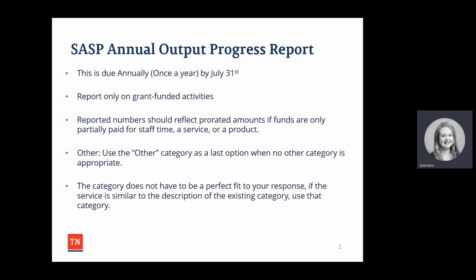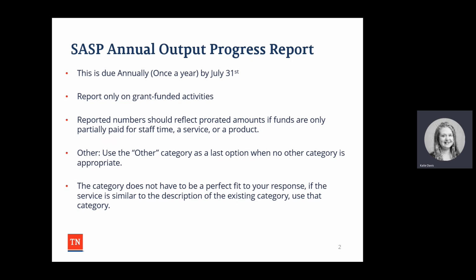Today, we are going through the SASP Annual Output Progress Report. This is an annual report that is once a year, due by July 31st, so mark those calendars. You're going to only report on grant-funded activities, so any SASP-funded projects or activities should be the only things that you are reporting on for this report. If you have more than one SASP project, you will report on both of those projects in one reporting form.